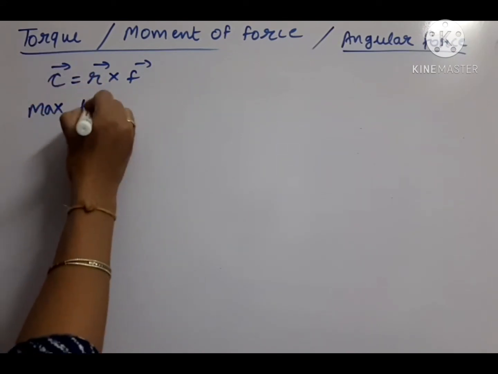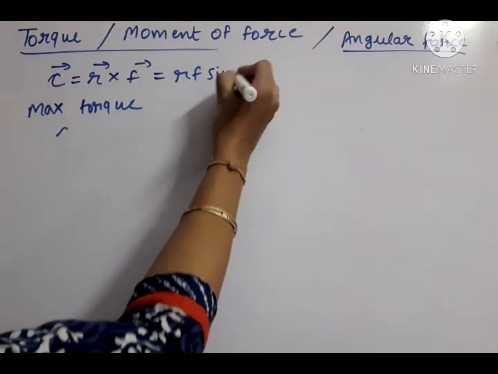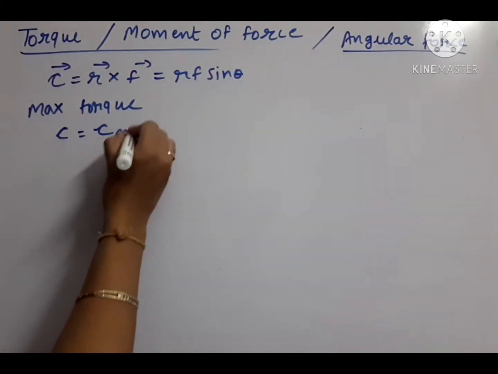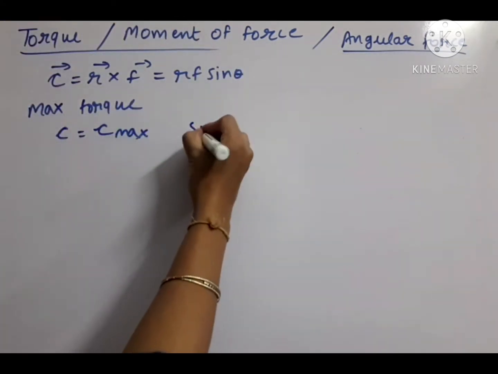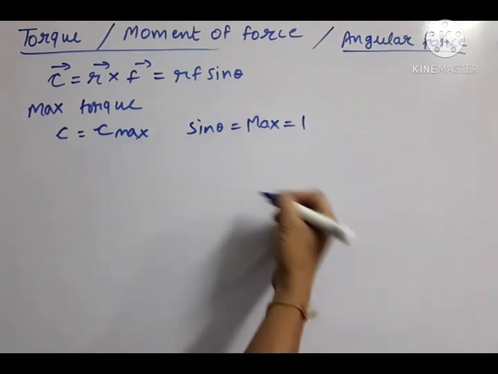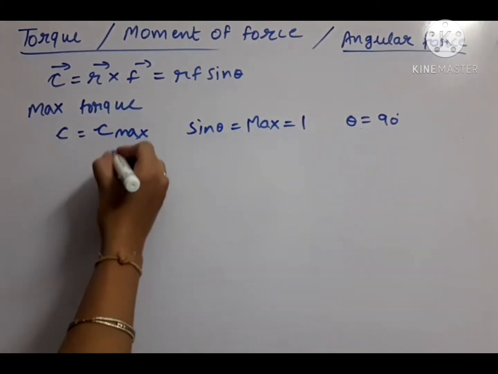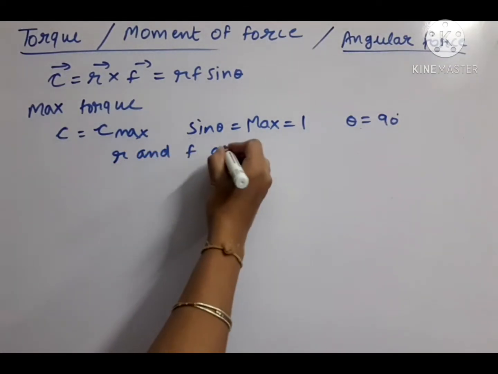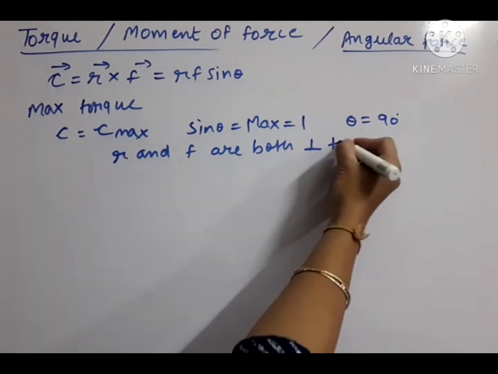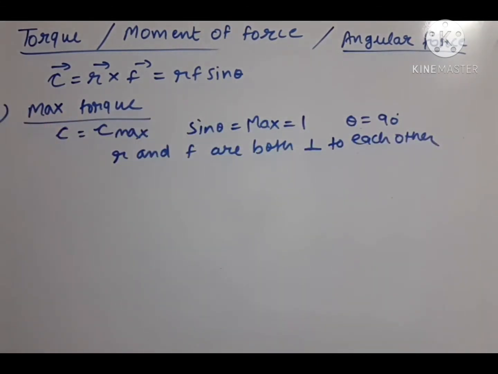What can be the conditions for maximum torque? Since the torque formula is RF sin theta, theta will decide when the torque will be maximum. If we want to make torque maximum, sin theta also should be maximum. And what is the maximum value of sin theta? That is 1, which means theta should be 90 degrees. So when R and F are at 90 degrees with respect to each other, that means perpendicular to each other, then the torque is maximum.